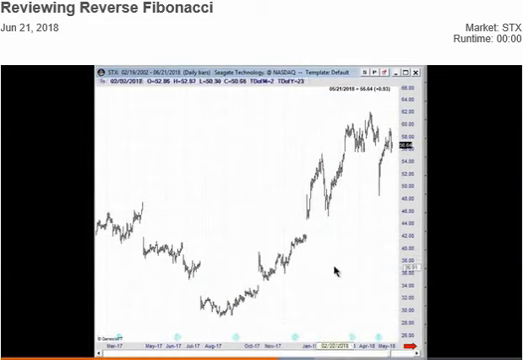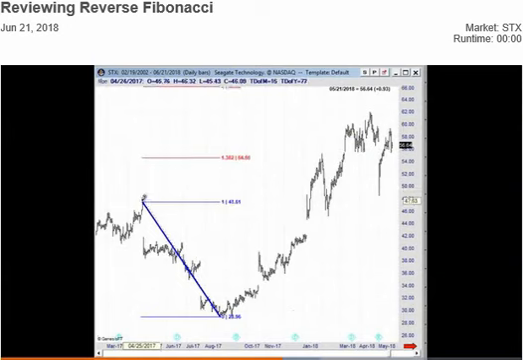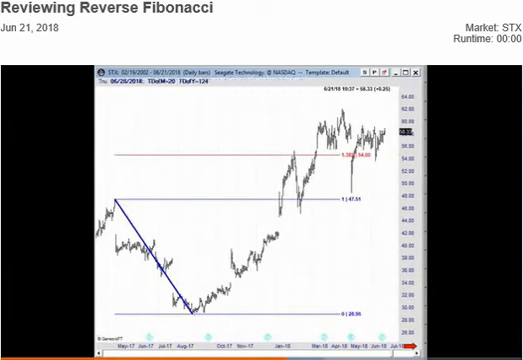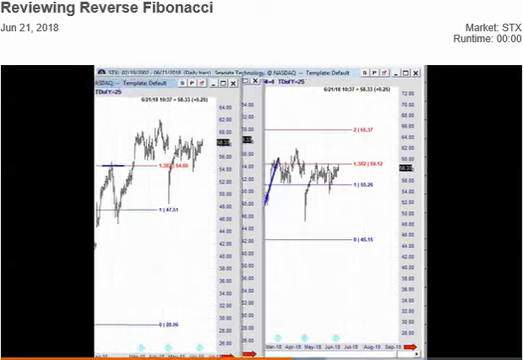So what we would simply do is take the length of the entirety of this decline, and that will give us an objective to shoot for the subsequent advance. One multiple, nice objective. Look at that, right there. Okay, let's look at another example.